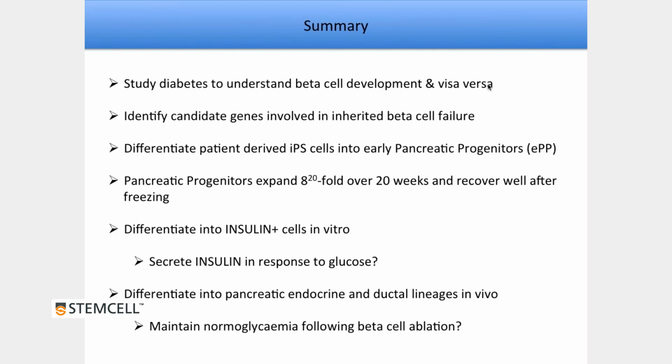So ultimately, bringing all this together, I would hope to be able to produce functional beta cells from diabetic individuals and their obviously healthy siblings, and to compare these cells to find out which genes and which pathways are important for beta cell development, function, and ultimately diabetes.